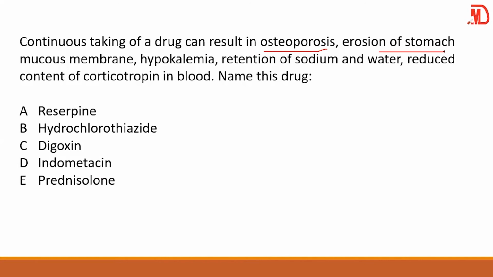What will make a person use a drug continuously? It's because a person has a chronic inflammation or a chronic problem like rheumatism. So you use glucocorticoids. And the glucocorticoid present here is prednisolone. So here you go for E. Prednisolone. So here your answer is E.